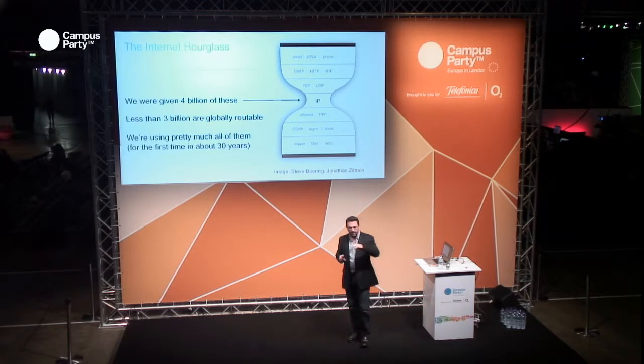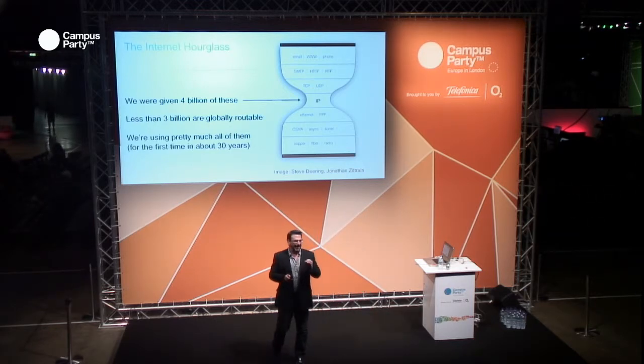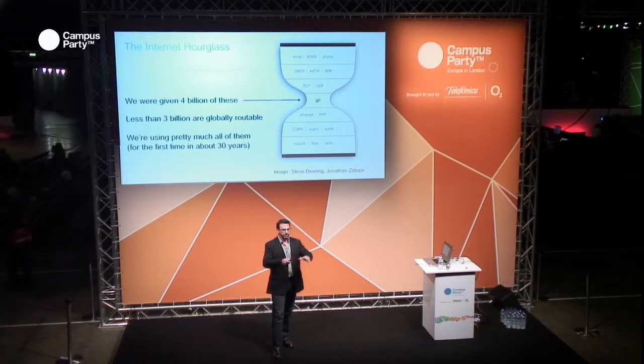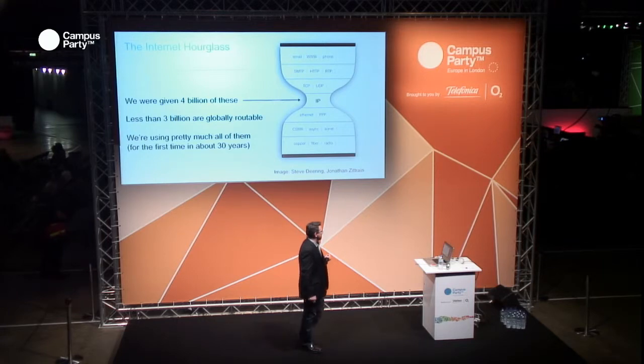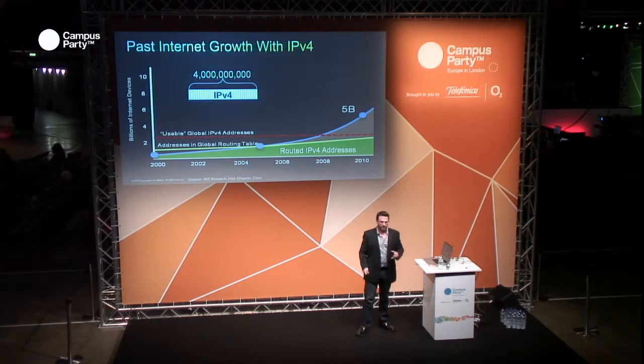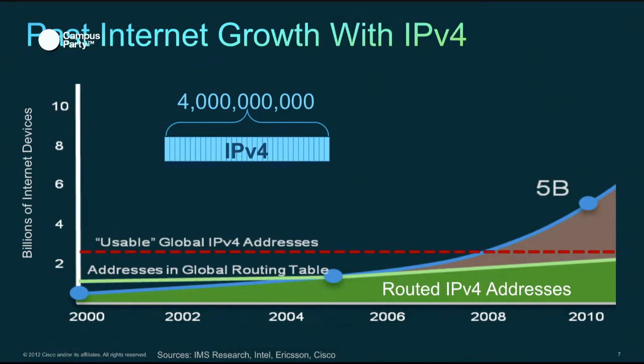Less than 3 billion of them we can actually use in the global internet. And over the past 30 years, we've been handing those out, and very recently we ran out. So how does that look in terms of growth for the internet? We've been tapping into this resource, fueling the growth of the internet. These are the usable addresses I'm talking about, the addresses advertised in the global routing table. Back in 2000, we had maybe 500,000 devices on the internet. We had about 1 billion addresses in the global routing table, advertised as reachable, of our 3 billion.